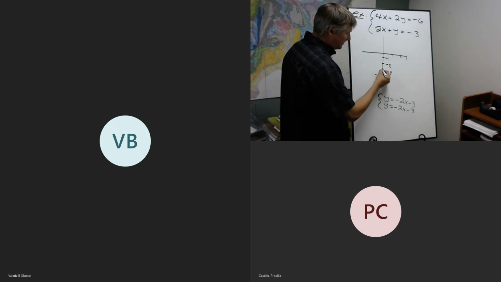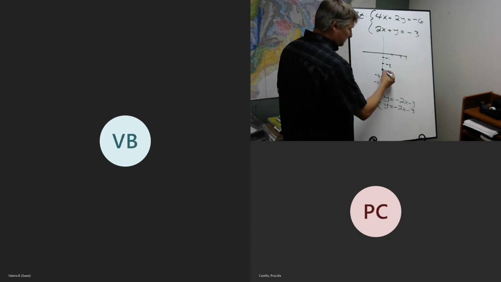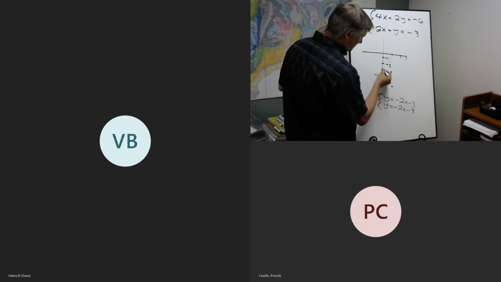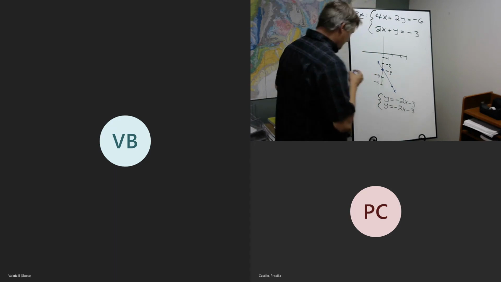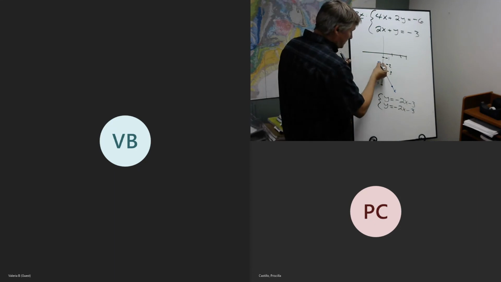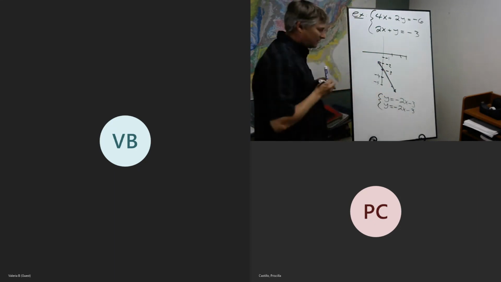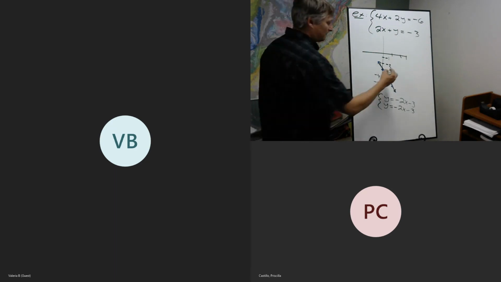We have a y-intercept of -3. We have a slope of -2. So we fall 2 and we run 1. And then for both lines, it's just one line on top of another. They're the same thing. This gives us infinitely many solutions.